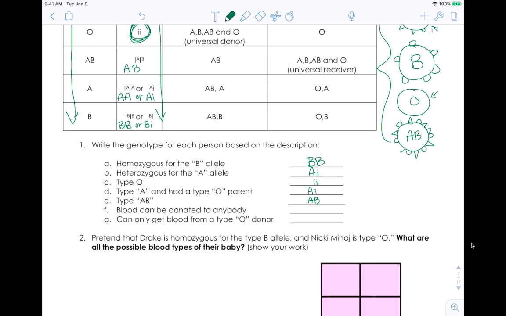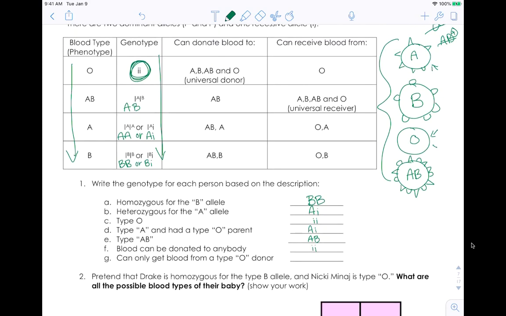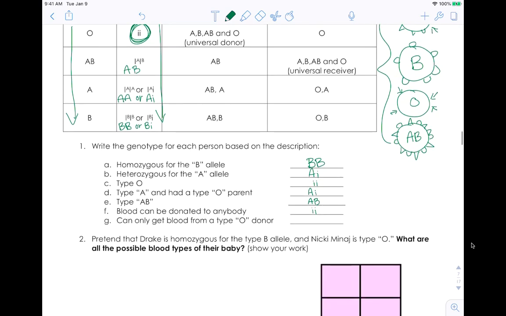Blood that can be donated to anybody is type O because it doesn't have any antigens on it, so it's not going to cause a clot and kill them. And the one that can only get blood from type O donors is going to be type O, because O can only get O, which kind of sucks. Like AB is like anyone. It's a universal receiver.